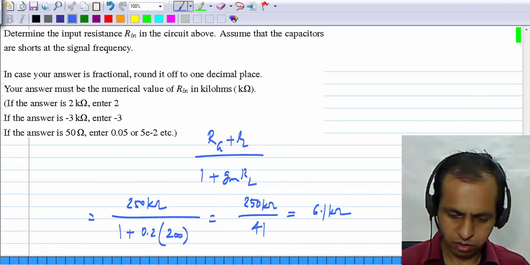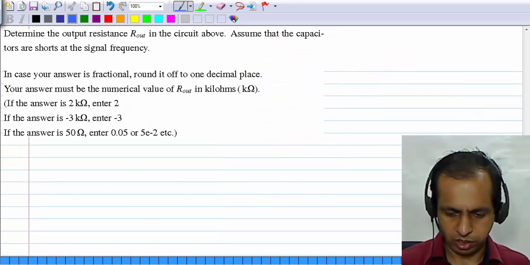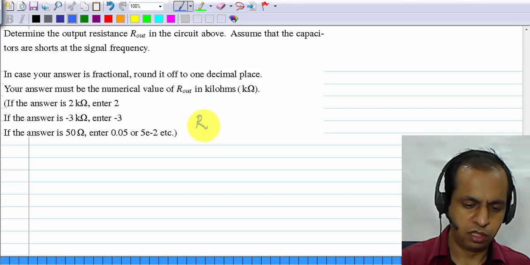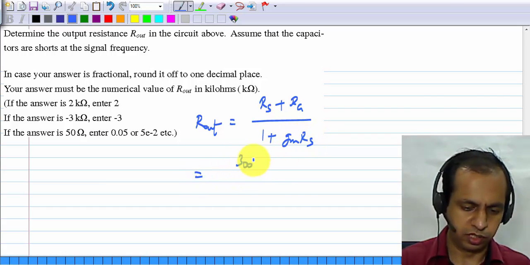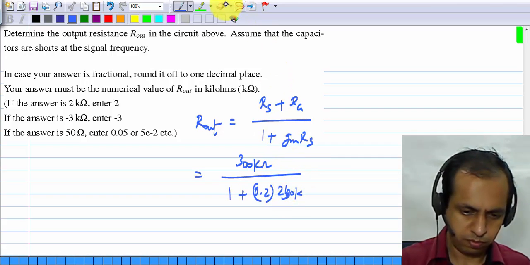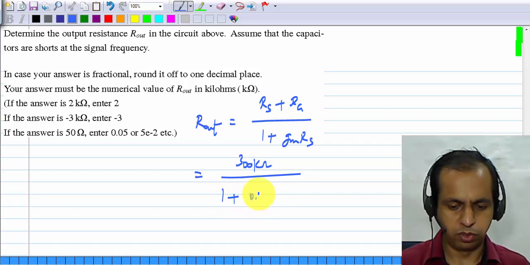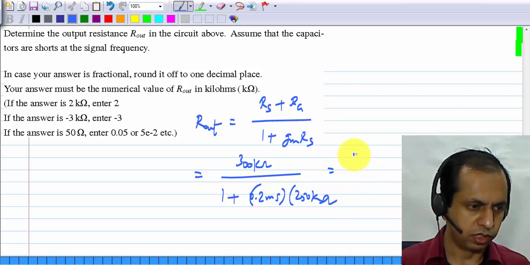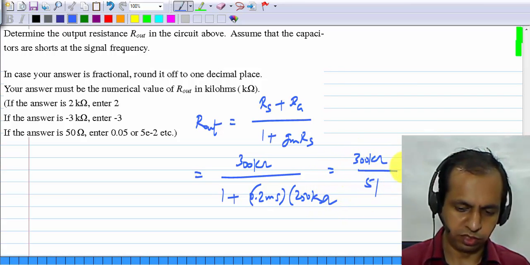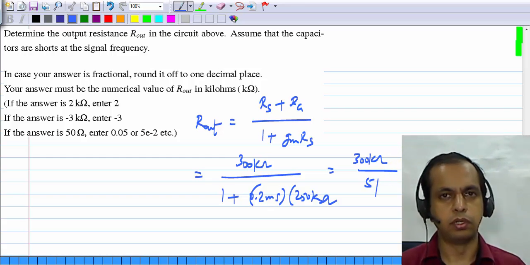And R out, which is looking that way, again has a sort of symmetrical formula. R out will be (Rs plus Rg) by (1 plus Gm Rs), which is 300 kilo ohm divided by (1 plus 0.2 millisiemens times 250 kilo ohms), which is 300 kilo ohms by 51, which will give you about 5.9 kilo ohms.